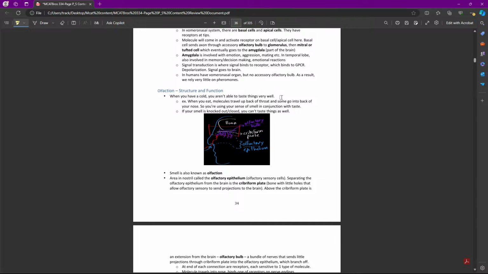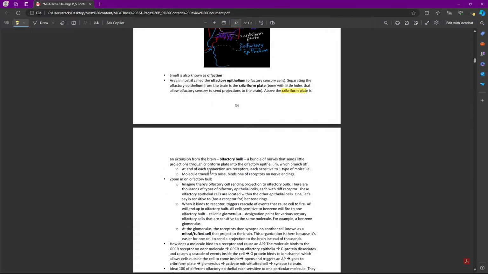Separating the olfactory epithelium from the brain is the cribriform plate, a bone with little holes that allow olfactory sensation to send projections to the brain. I need to review the cribriform plate because they didn't really talk about this in my one book. As a review, the cribriform plate is a specific part of the skull that separates the olfactory epithelium from the brain.